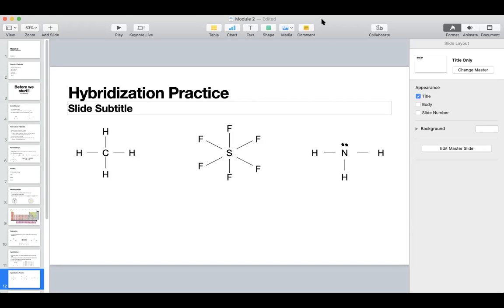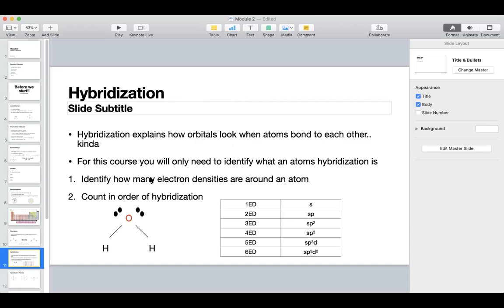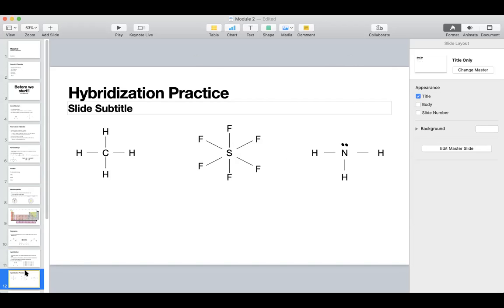So we have 4 electron densities. Going back to this chart, if we have 4 electron densities, what is our hybridization? SP3. I have a question. Go ahead. I guess the density, is it for each bond that's made? Yeah, each bond counts as an electron density. So we could just count it out. We know it's S, SP, SP2, SP3. And that's how I figure it out.